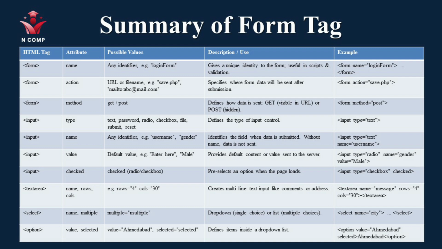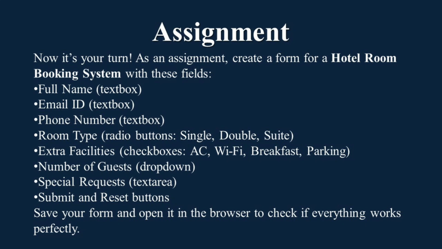So this table is basically your one-stop cheat sheet for all the form elements, what they do and how to use them in HTML. Now it's your turn. As an assignment, create a form for a hotel room booking system with these fields: full name, email ID, phone number, room type, extra facilities, number of guests, special request, submit and reset button. Save your form and open it in the browser to check if everything works perfectly.